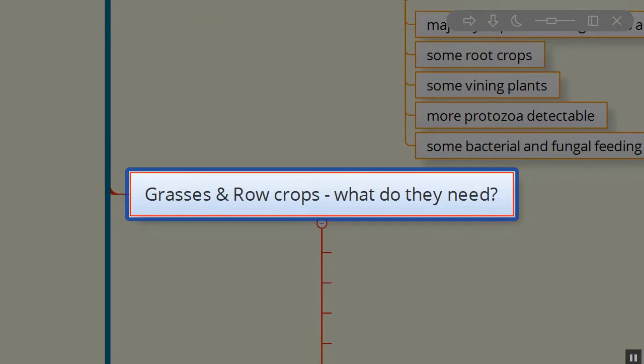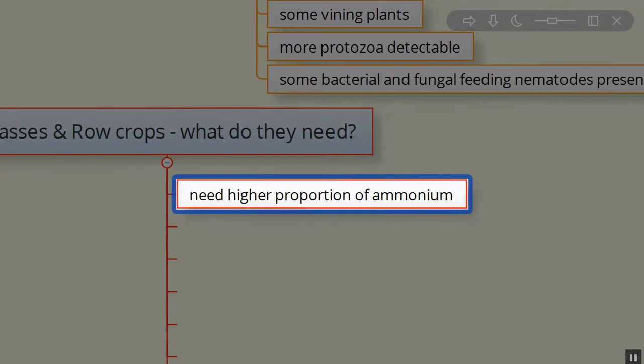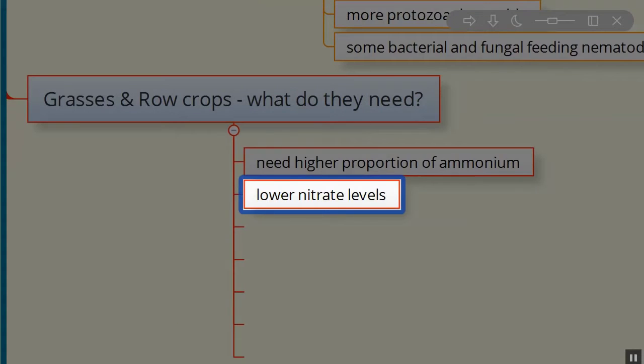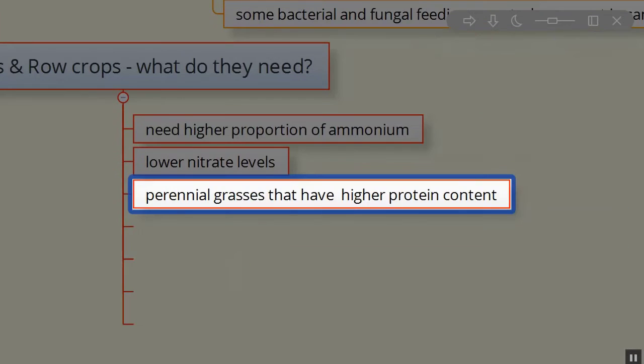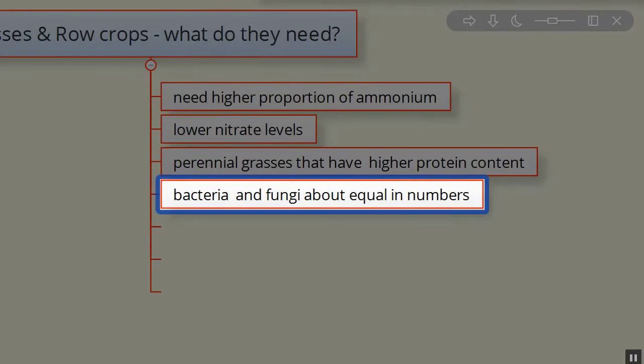So now, let's say we're planting our row crops, and we want to create grasslands to feed livestock. Well, we need higher proportion of ammonium in this level. So as we're going along the scale, we're increasing the amount of fungi that's there and decreasing the amount of bacteria. Therefore, we have lower levels of nitrates. So our perennial grasses have higher protein content. Bacteria and fungi levels are about equal in number at this point.